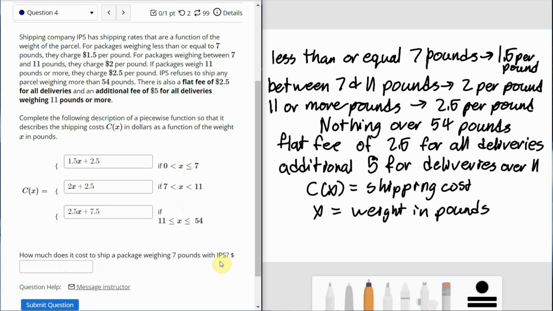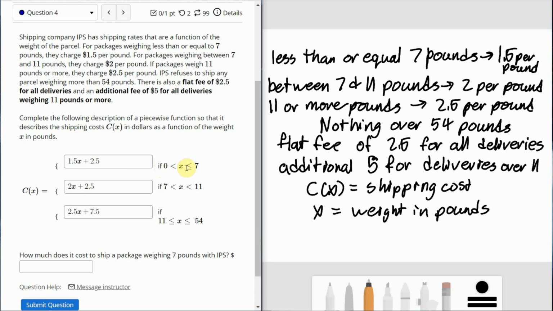The last part of this problem says, how much does it cost to ship a package weighing 7 pounds with IPS? 7 pounds will make 7 an X value. Since the first domain restriction is 0 is less than X is less than or equal to 7, I'll use the first expression because 7 is equal to 7.